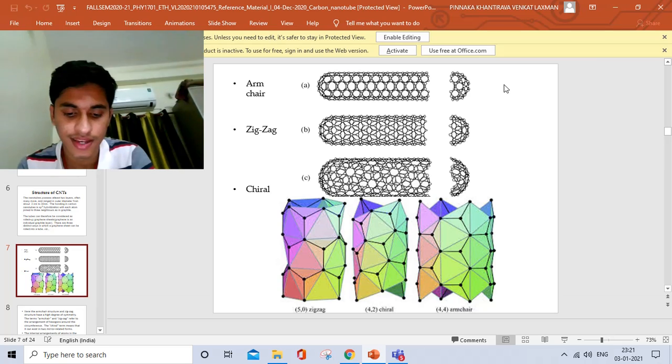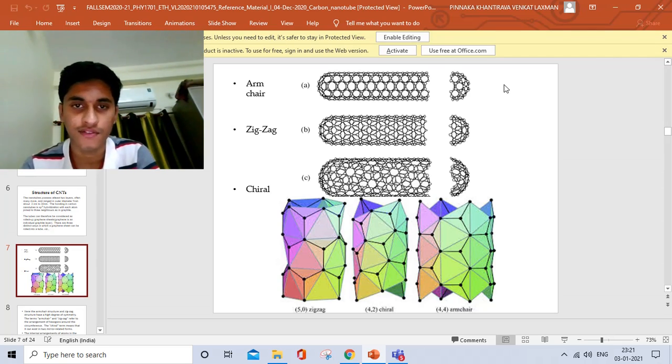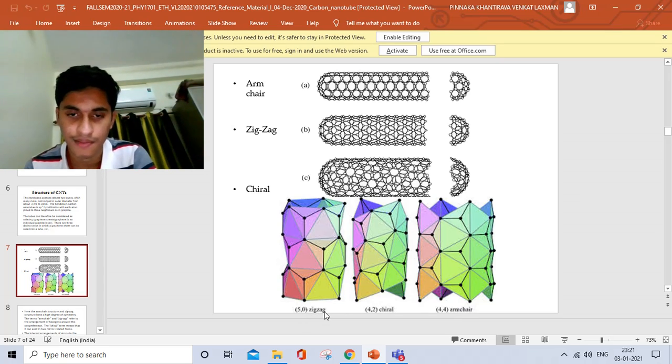There are three distinct ways in which a graphene sheet can be rolled into a tube. These figures show us: figure A represents the armchair carbon nanotube, and this is its structure. Coming to figure B, it represents the structure of the zigzag carbon nanotube. And figure C represents the chiral structure of the carbon nanotube. The figures at the bottom of the slide represent the microscopic structures of armchair, zigzag, as well as chiral carbon nanotubes.